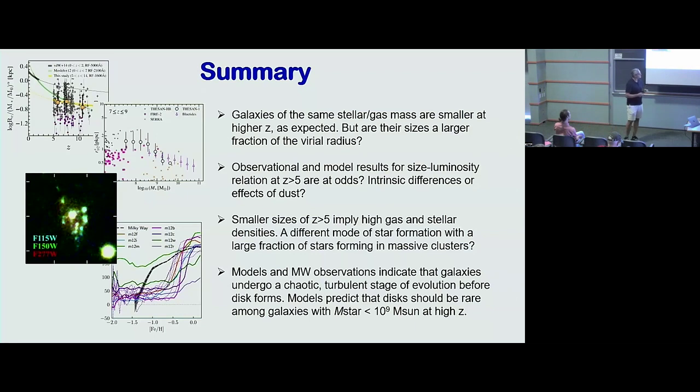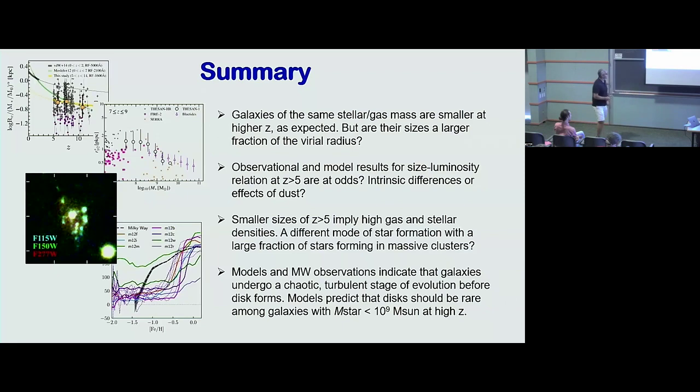The smaller sizes at redshift 5 imply that these galaxies, given that they have normal stellar mass and are expected to be gas-rich, should have very high mean densities of interstellar medium. Such high densities can lead to unusual spectra and a very unusual mode of star formation, whereby most of the stars are forming in massive, compact globular clusters.